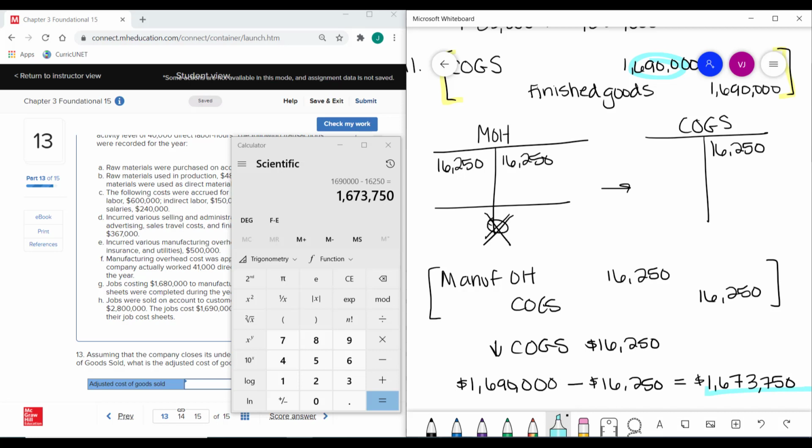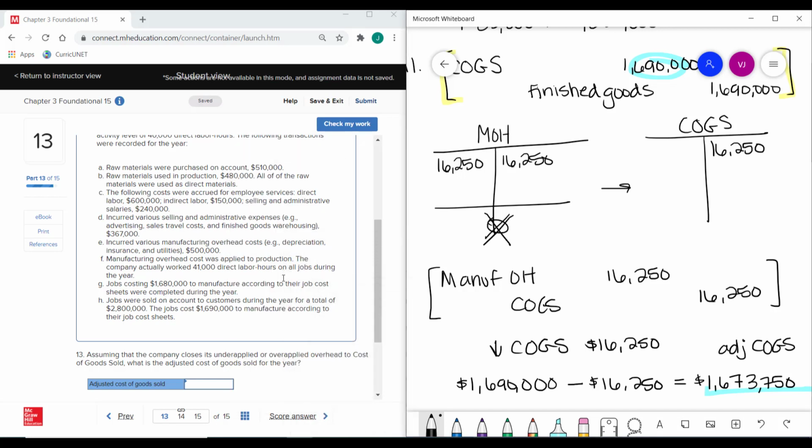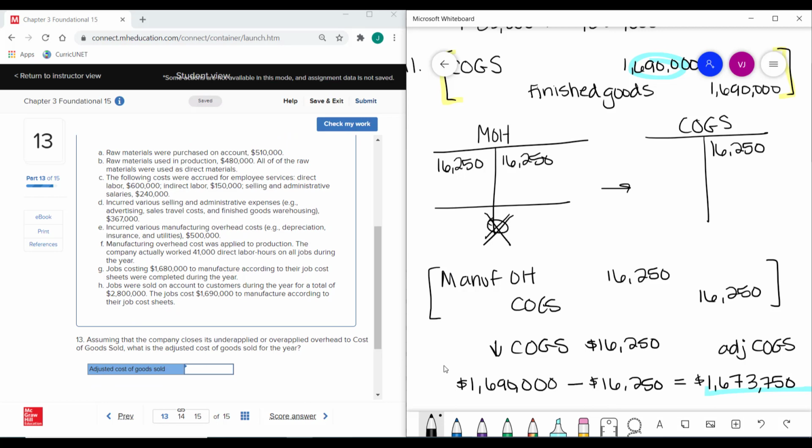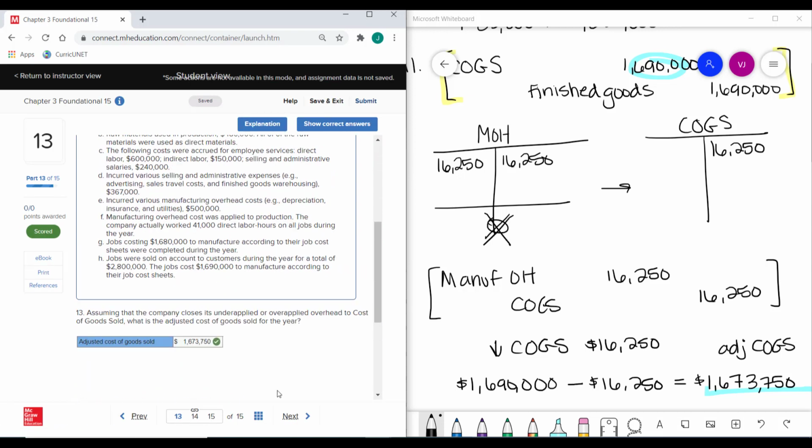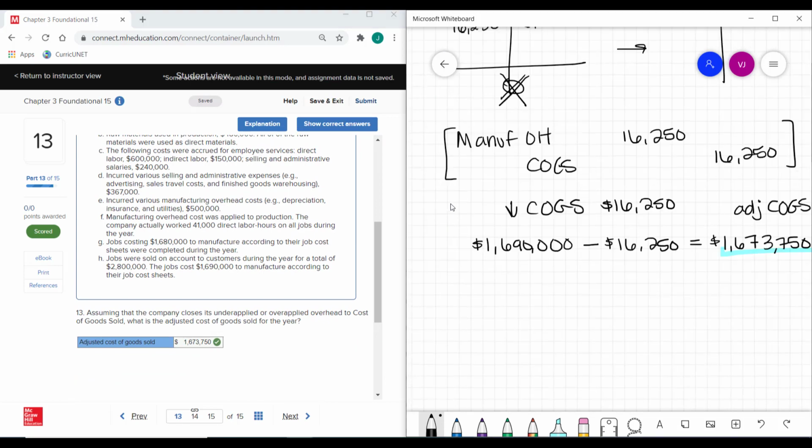Okay, so this is our adjusted cost of goods sold amount. So this is where we reconcile those differences. So although the applied overhead isn't exactly accurate throughout the period, now we're fixing it. Now cost of goods sold is accurate. Okay. $1,673,750. Okay, let's score. Very good. Only two more to go.